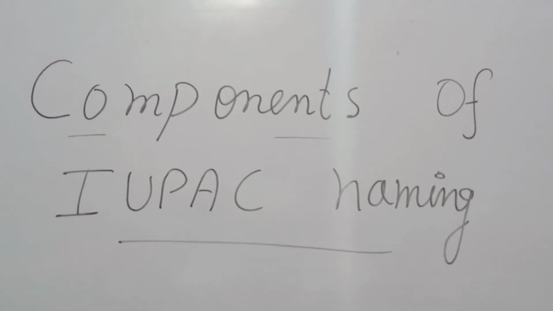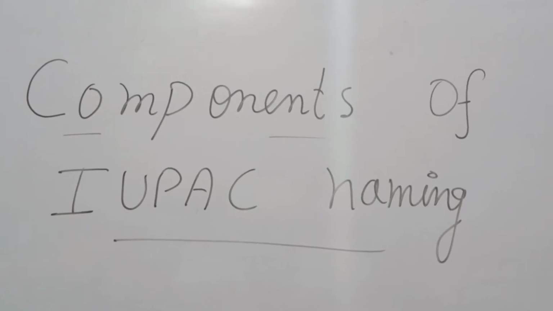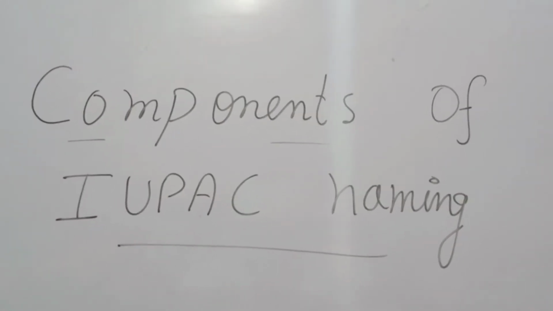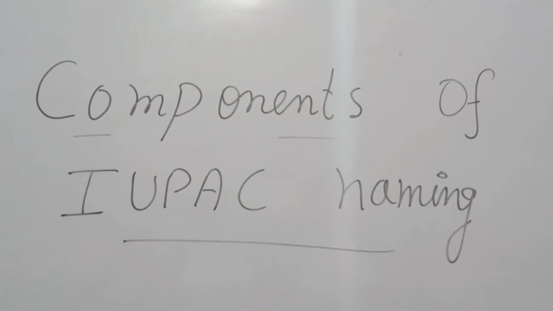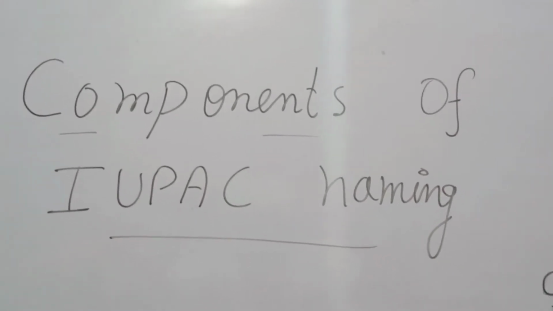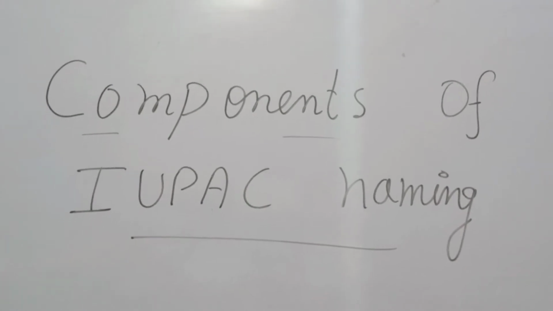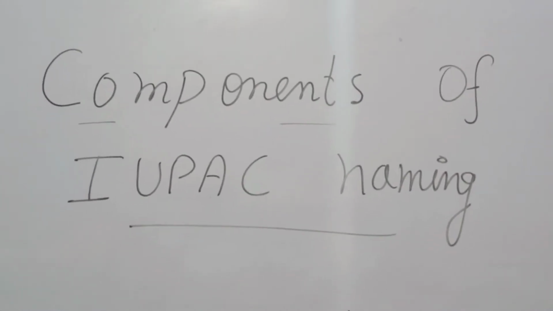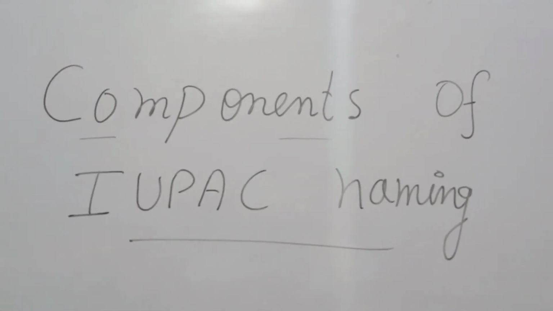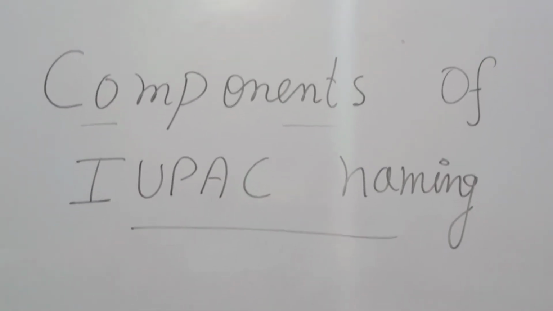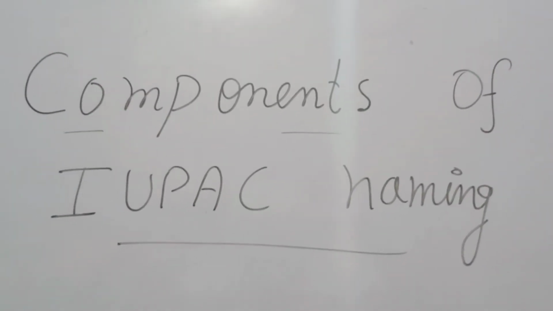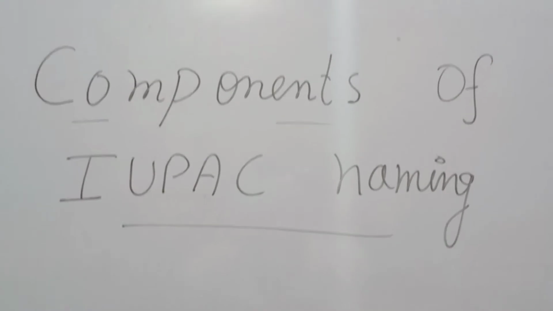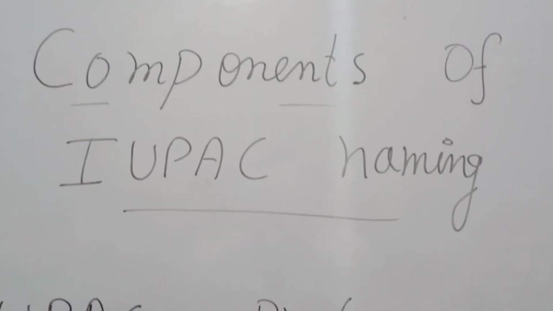And as these components are systematically arranged in a particular sequence to rule out the name, so whatever the name we ultimately coined, according to IUPAC, that name is also said to be a systematic name. So let us look into the various components which are used while naming any molecule or an organic compound as per IUPAC nomenclature.